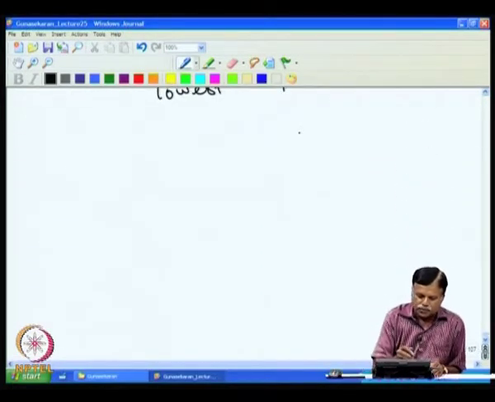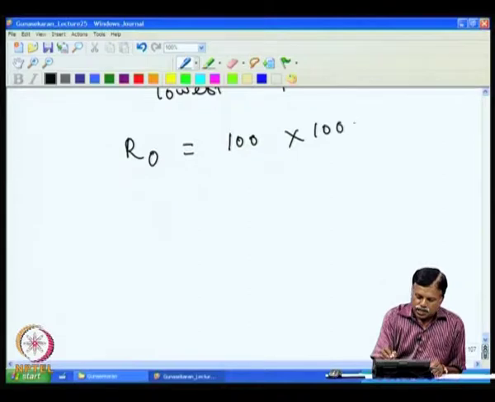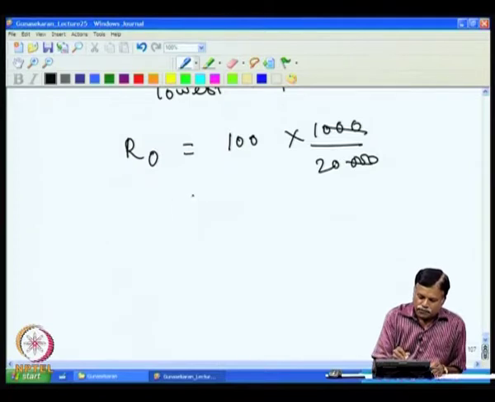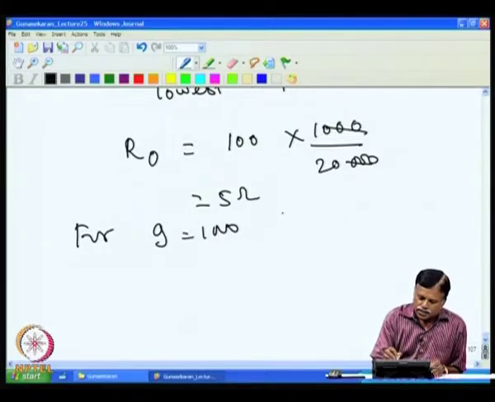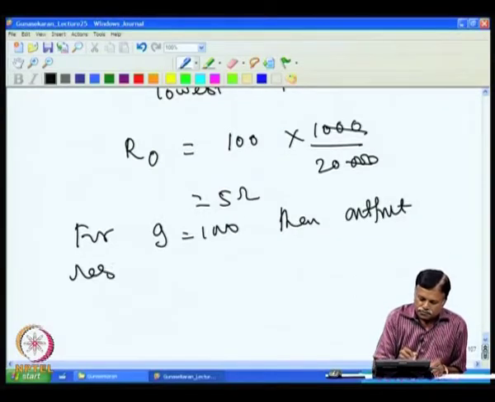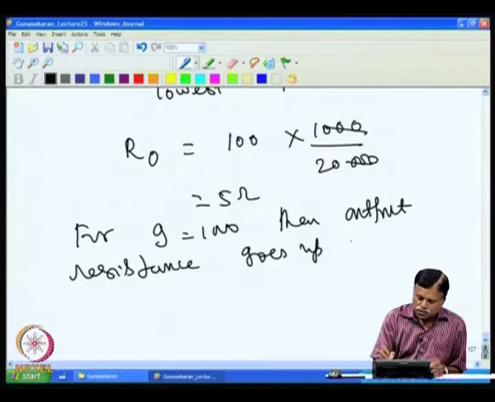For example, if I take 741 and try to find out what R naught is for, say, 1000 gain, then if 100 ohms is the internal resistance, and I go for 1000 gain with the 20,000 open loop gain, you will have 5 ohm as output resistance. For G equal to 1000, the output resistance goes up to 5 ohms. This is very large actually.